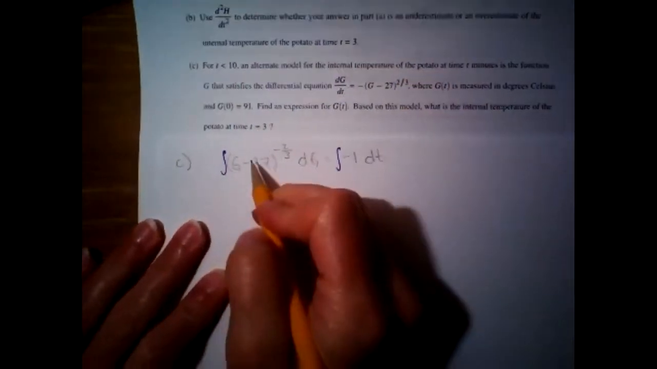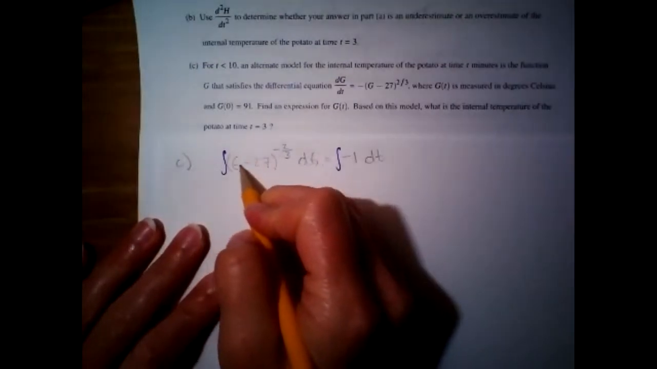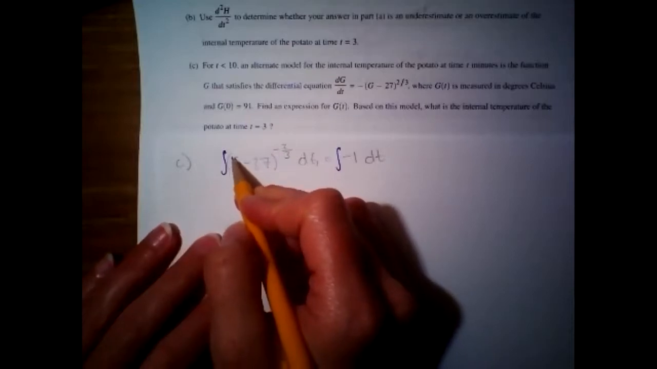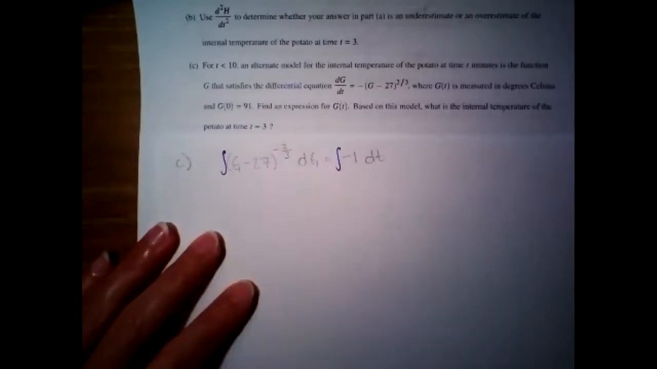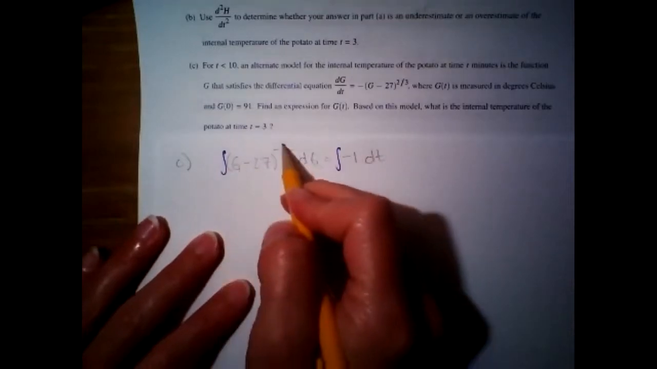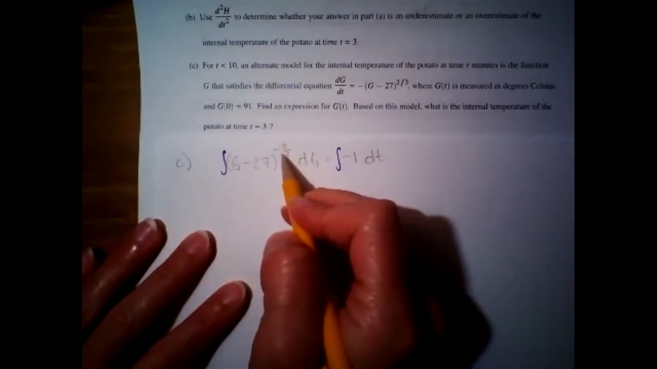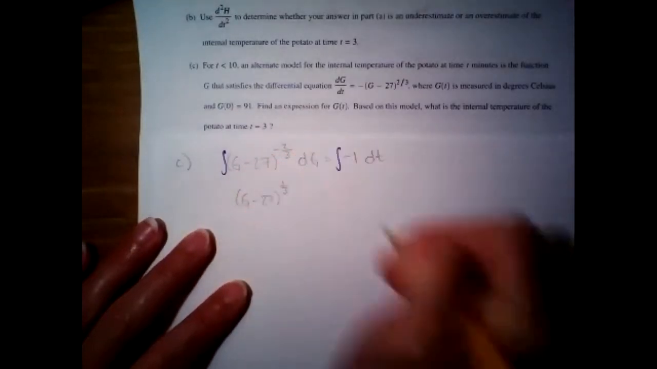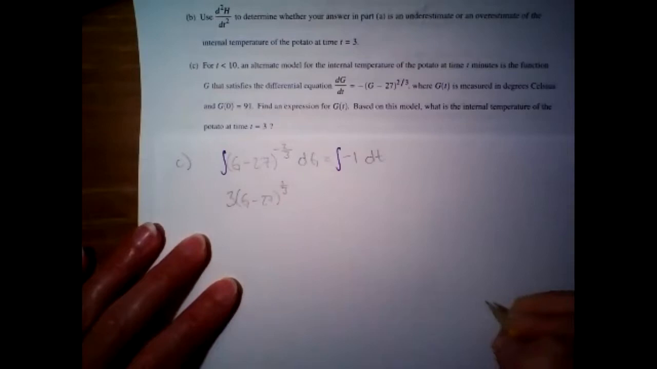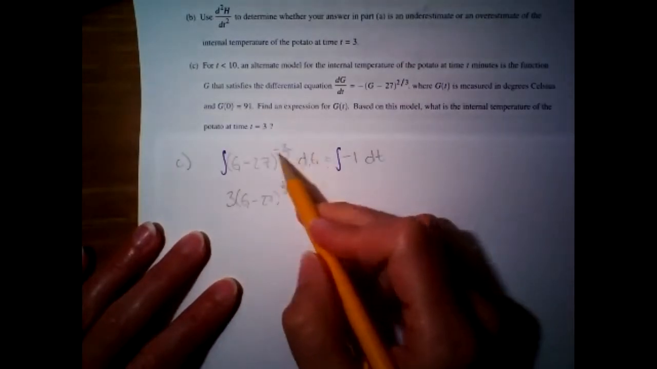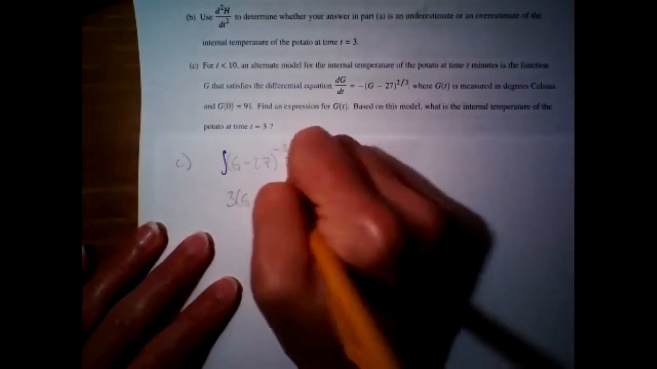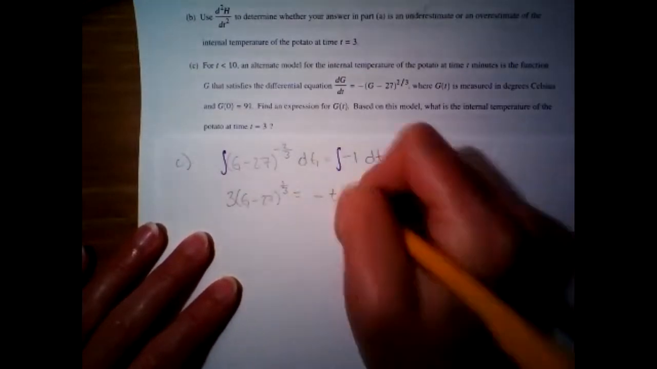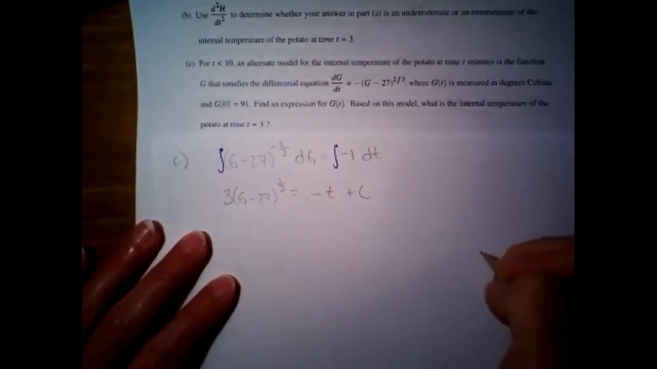Now you can write out a u substitution if you want here, but the derivative of a variable minus 27 is just going to be 1. There's no coefficient multiplied onto the g, so it's not going to change anything. We're just going to add 1 to the power. So negative 2/3 plus 1 would be positive 1/3, and then the reciprocal of that goes out front. So again, you add 1 to the power and then divide by that. And then over here, antiderivative for -1, that would be negative t, and then plus a constant.